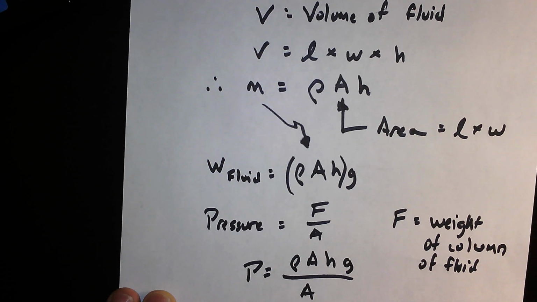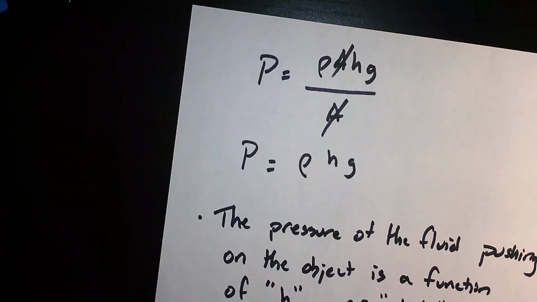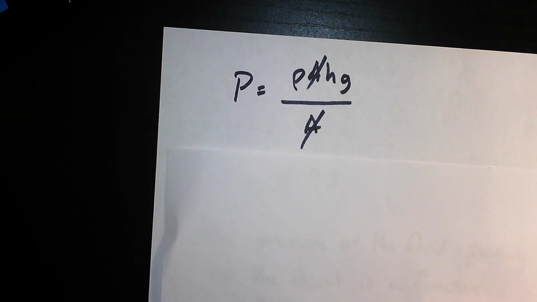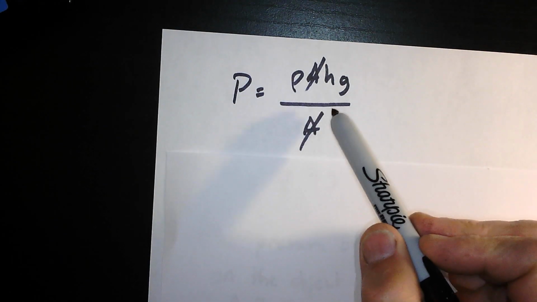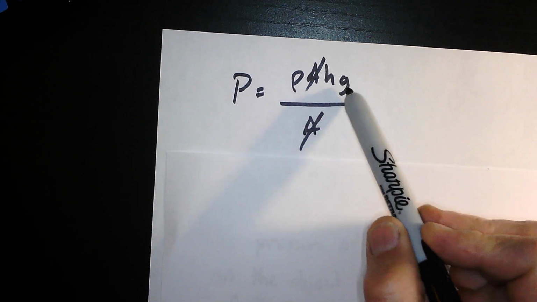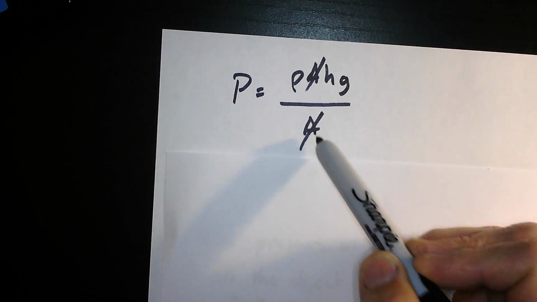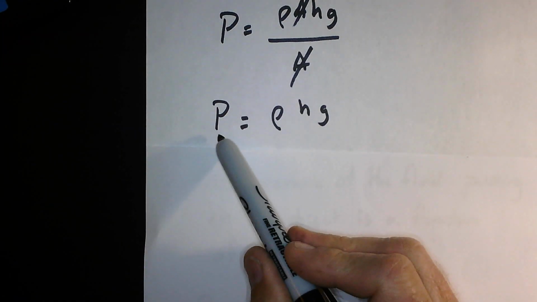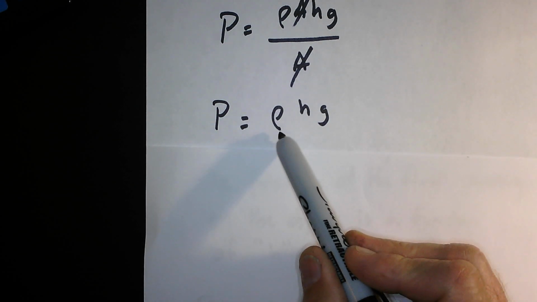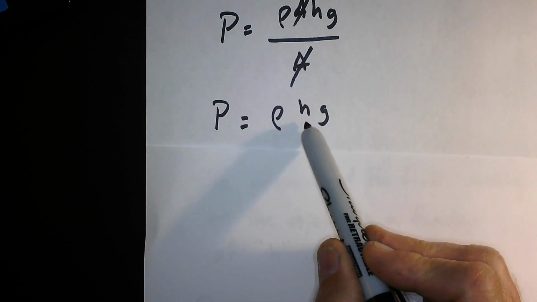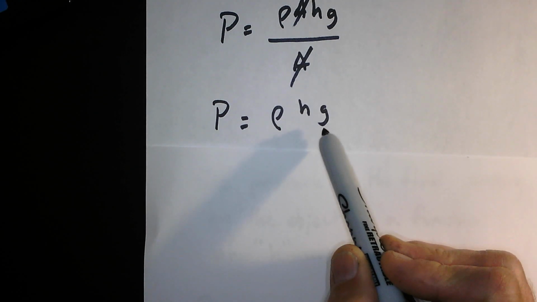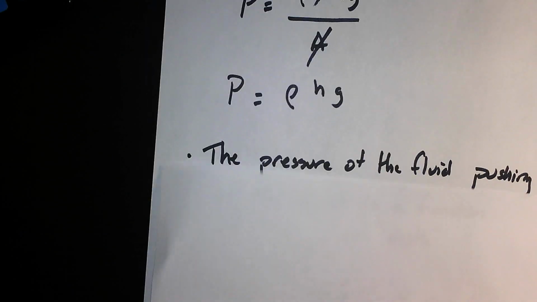All right, now, so let's carry that over to my next page of notes here. And we have pressure. I'm going to just rewrite the equation here. Rho AHG divided by A, and those A's are the same, so I cancel them out. So I'm left with this equation for pressure of the fluid pushing on the object is equal to the density of the fluid times the height of the rectangle above the object, and G, the acceleration due to the force of gravity. So let me write that out here.